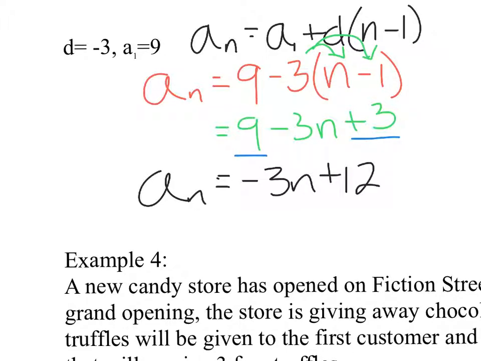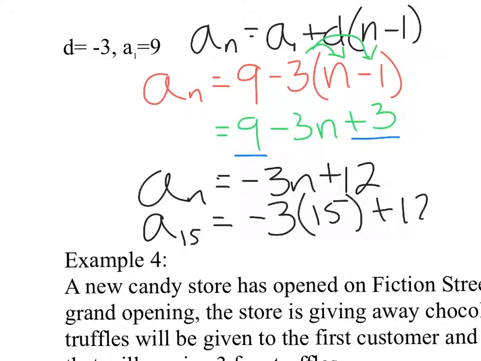Okay? But this question also said find the 15th term. So we're looking for the 15th term. The number of the term is n. So for the 15th term, we're going to go to A sub 15 equals negative 3. We're replacing that n with 15. Okay? Because it's the 15th term.